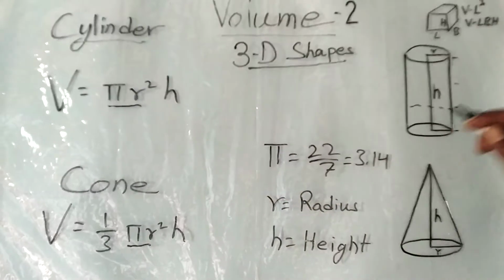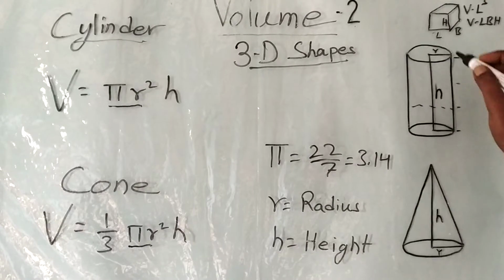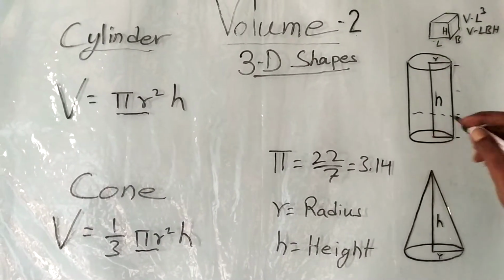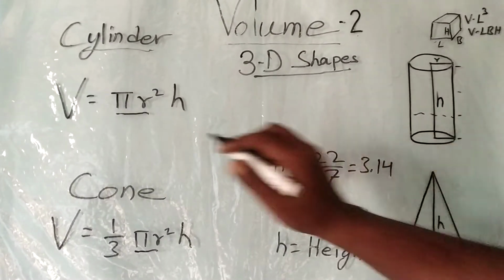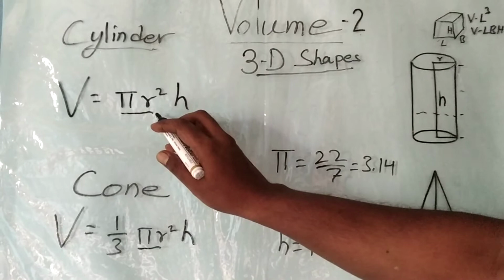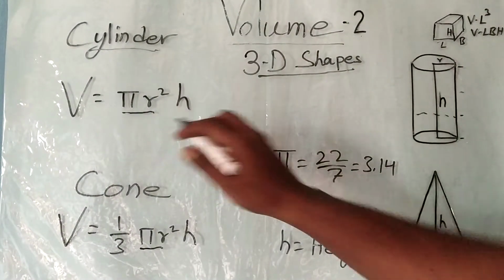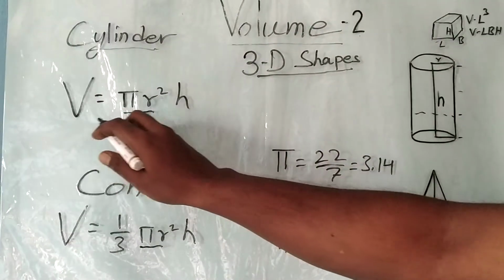In this case, the bottom is circular in shape and the top is also circular in shape, and these are parallel. We know how to find the area of a circle. Pi r square is the area of the circle and h is the height of the cylinder. If you multiply the area of the circle with the height, then it will become the volume of the cylinder.